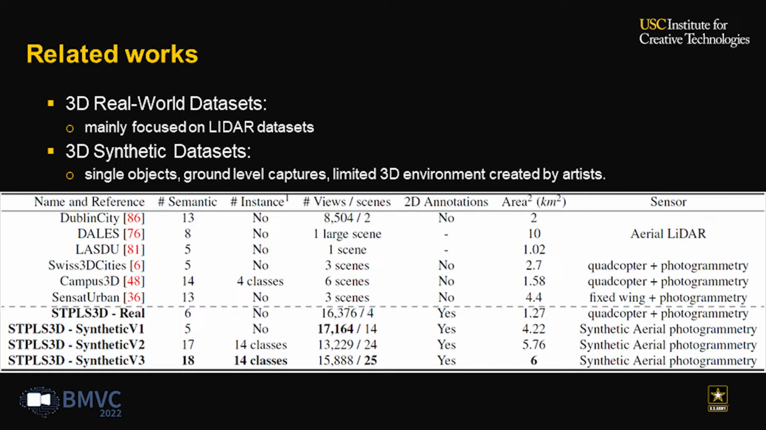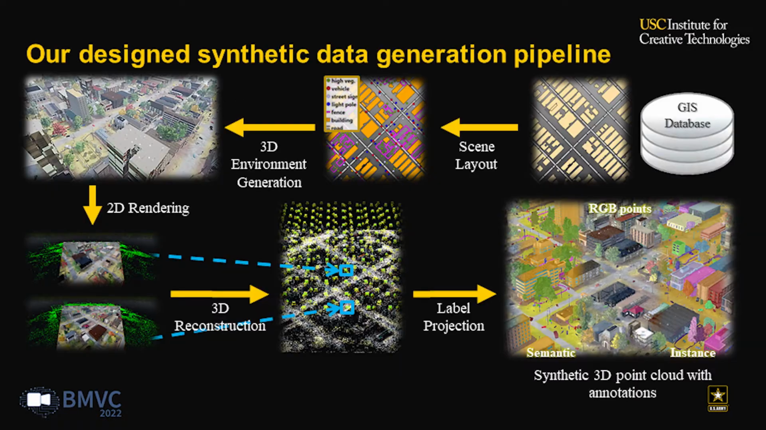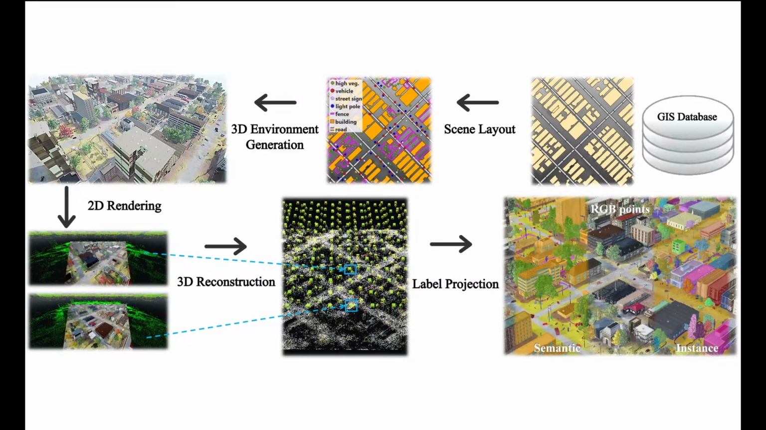In this work, we proposed a synthetic aerial photogrammetric point cloud generation pipeline. We also released all our generated synthetic data along with 4 real-world datasets that together have a much larger coverage than the existing datasets. Here is our designed pipeline. The input to our pipeline is the GIS data, and the output is the generated synthetic aerial photogrammetric 3D point clouds with annotations. Here is a video illustrating our pipeline, starting with the GIS database.